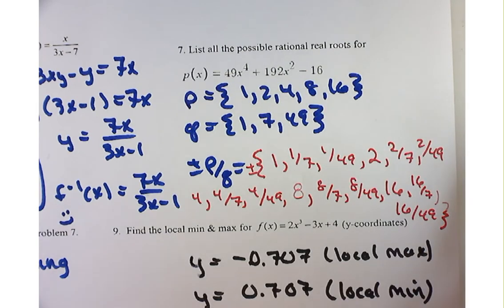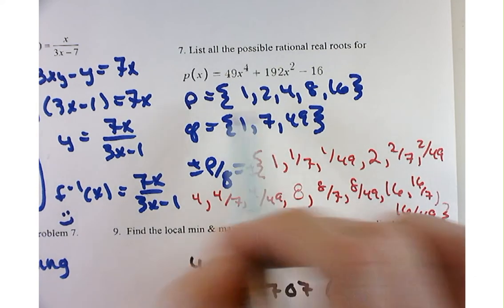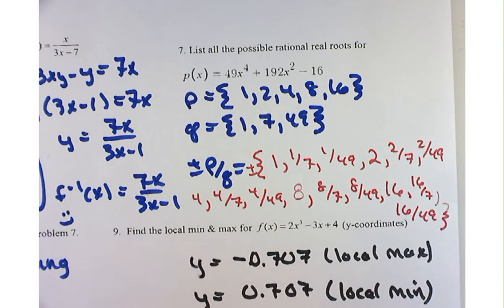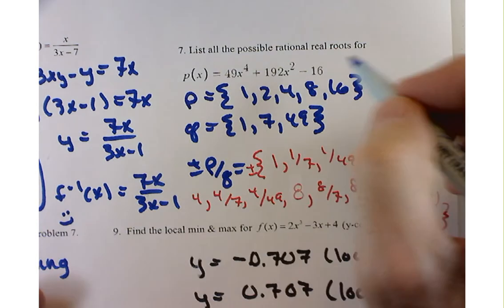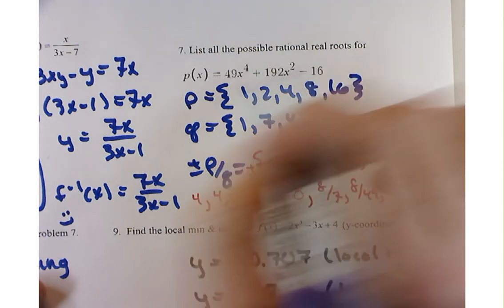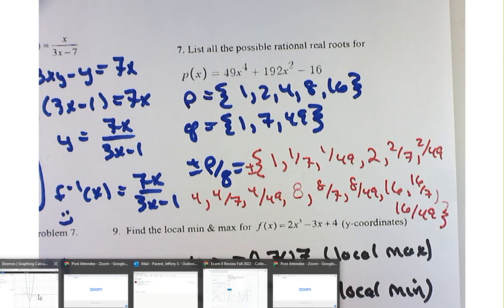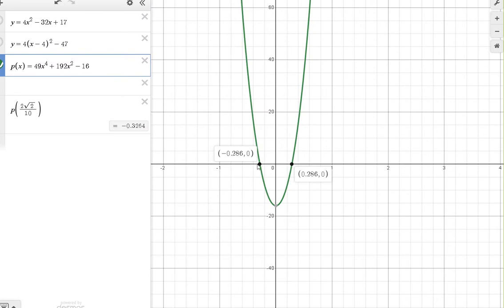Problem 7. This one's a lot of work. First thing you can look at is the list of possible rational real roots. And there's a lot of possibilities. Remember, p comes from the factors of the last term. Q comes from the factors of the first term. If you looked at the graph, either on your graphing calculator or on Desmos, you'd see something like this. Kind of a not so exciting graph.